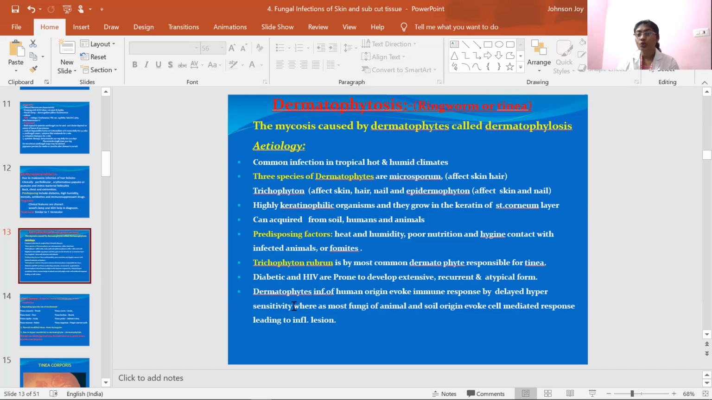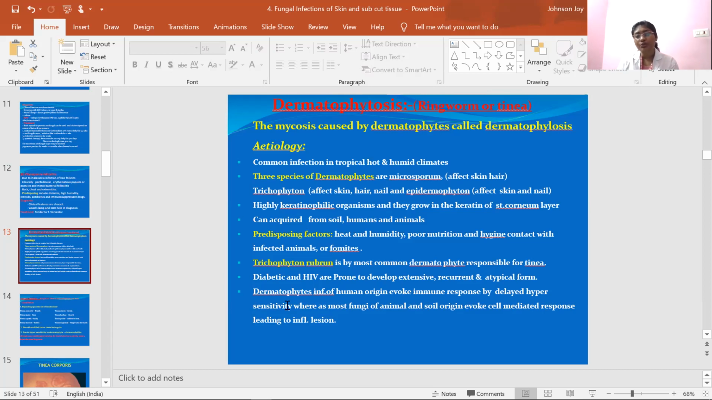Now, Trichophyton rubrum is by far the most common dermatophyte responsible for tinea. Now, diabetics and HIV patients are prone to develop extensive, recurrent, as well as atypical forms. There is a typical form for tinea where there will be annular, hyperpigmented, scaly plaques, which are well defined. But this typical form will be lost, and there will be an atypical presentation in those who are diabetic or HIV positive or in such immunocompromised conditions.